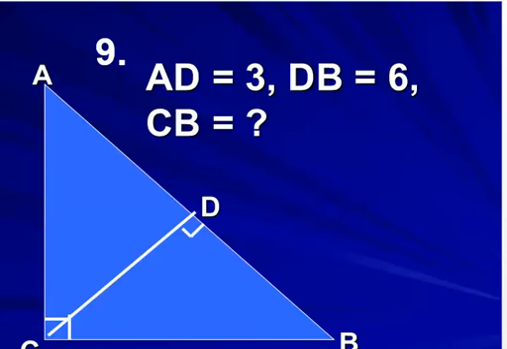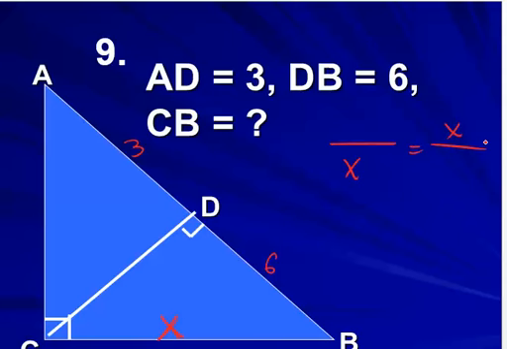Number 9, AD is 3, DB is 6, and CB, this leg, is what I'm missing. So I'm going to call that X. If you make what you're looking for X, when you get finished with the problem or you finish finding X, you're actually done. That leg X is the geometric mean.